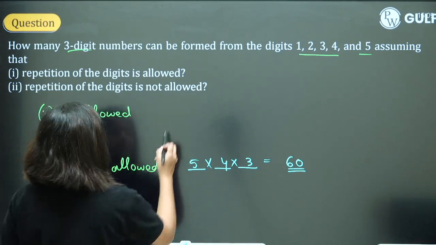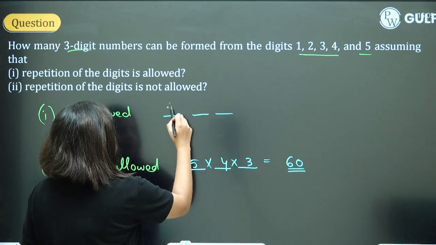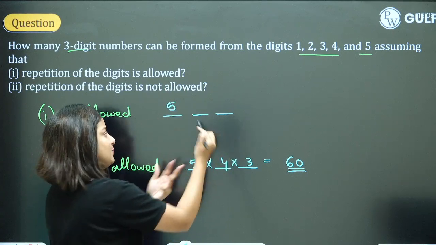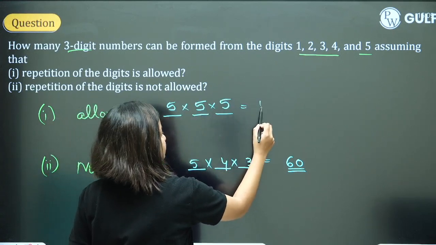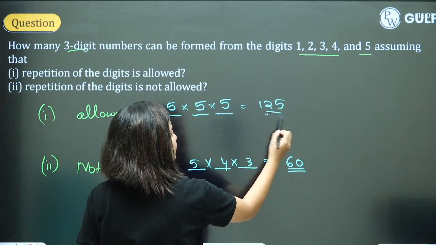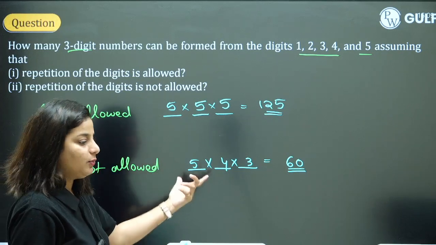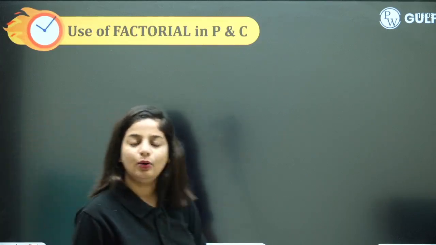But if repetition is allowed, my dear boys and girls, the first position has 5 choices. Now you will not reduce, because the next position also has 5 and the next also 5 choices. 5 cube, 125 is the answer. 5 options, 5 options, 5 options. Are you able to understand very well?